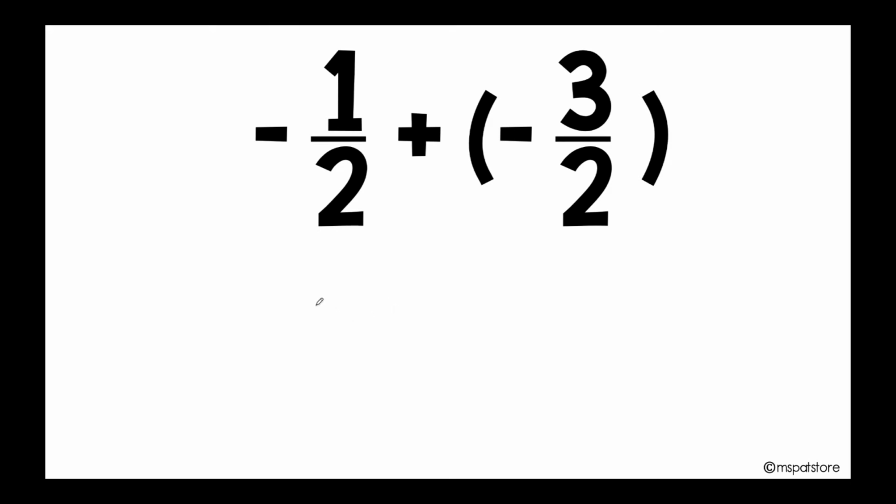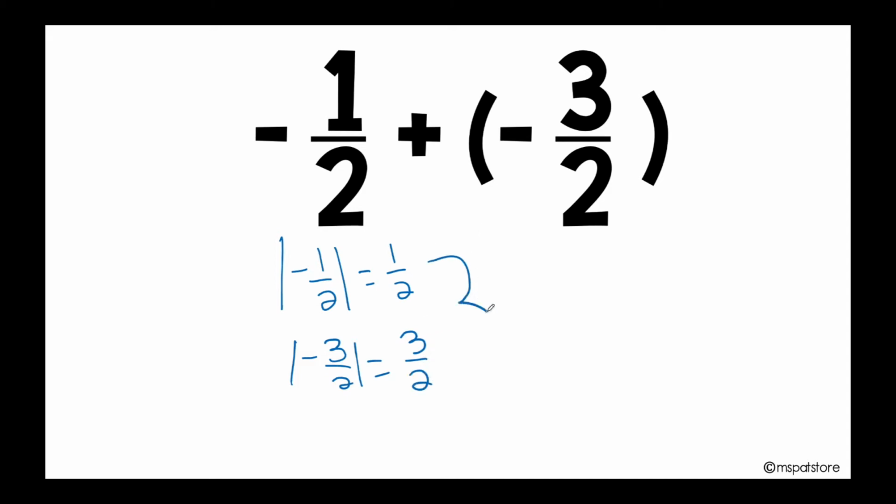If they have the same sign, first you need to add the absolute value of each one of them. The absolute value of negative 1/2 is positive 1/2, and the absolute value of negative 3/2 is positive 3/2. After you find the absolute values, you need to add them. Let's add 1/2 and 3/2.